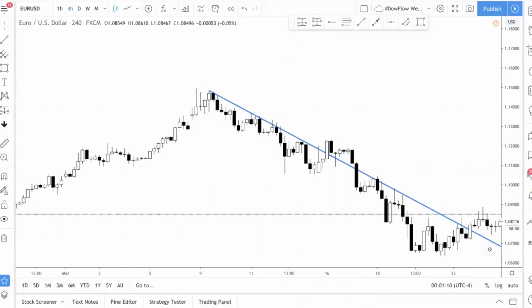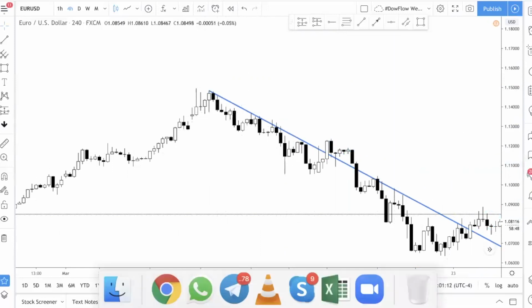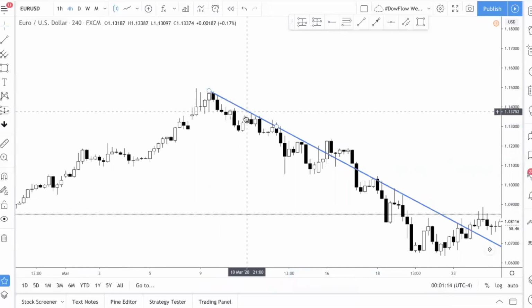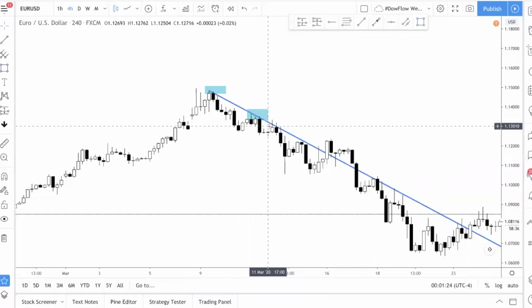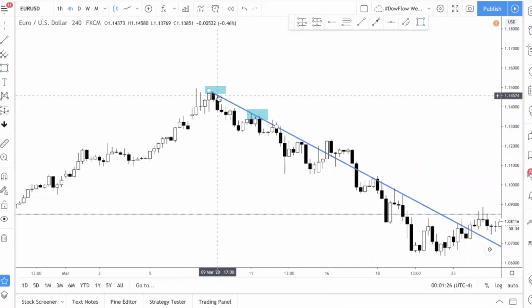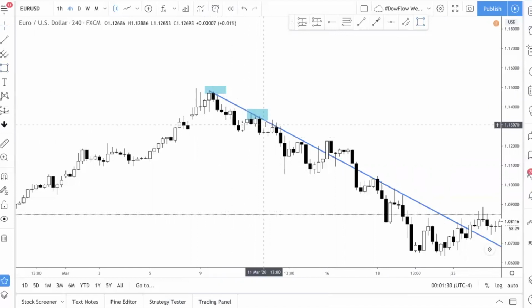Okay, so let's talk about this descending trend line. You can see over here that you have a swing high here. As I said, the first step is you identify two swing points, because you are trying to predict the third swing point. Okay, you want to not cut the candle body. You can see over here that we are not cutting any candle body.